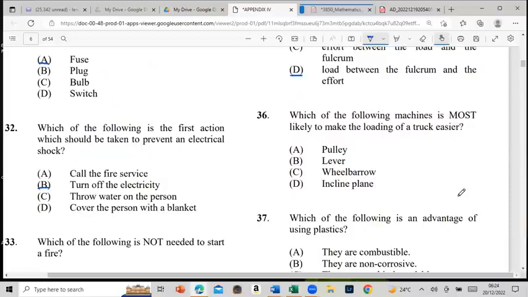Let's move on to 36. Which of the following machines is most likely to make the loading of a truck easier? A, a pulley, B, a lever, C, a wheelbarrow, or D, an inclined plane. Inclined plane would be our correct answer here.